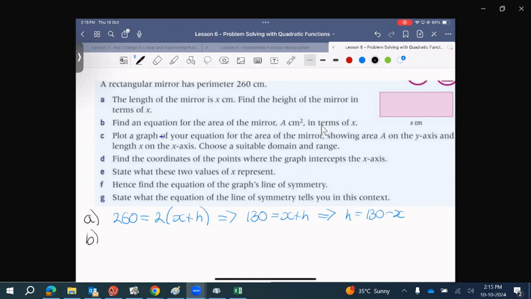So B, find an equation for the area of the mirror, A, in terms of X. So the area of the mirror is going to be X times H. And then we can insert, instead of H, this expression, 130 minus X. And that's going to give us 130X minus X squared.